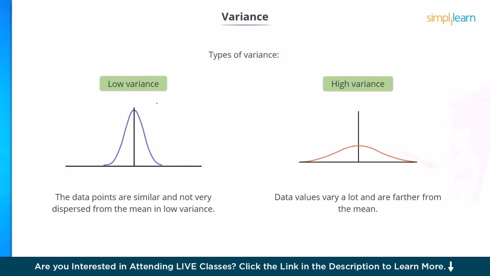Now there are 2 different types of variance that we can understand. First of all, we have low variance, and then we have high variance. Low variance simply means that there is a small variation in the prediction of the target function with changes in the training data set, while high variance shows a large variation in the prediction of the target function with changes in the training data set.